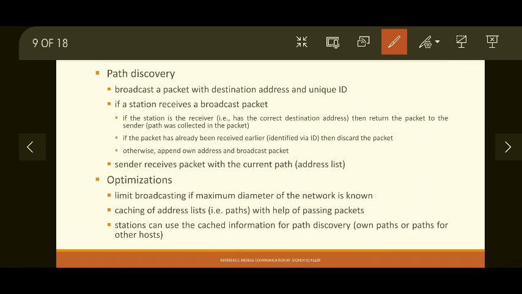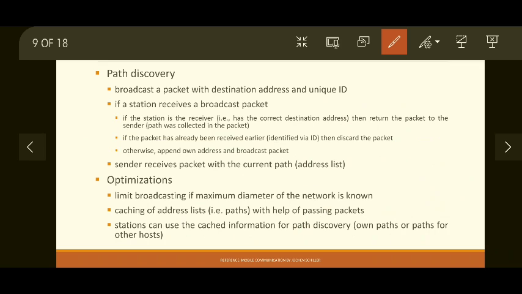Sometimes certain optimizations are done in order to conserve the bandwidth. For example, limiting broadcast if the maximum diameter of the network is known. If a network is a small one, the number of broadcast packets is reduced. Sometimes caching is also done for keeping the path information.